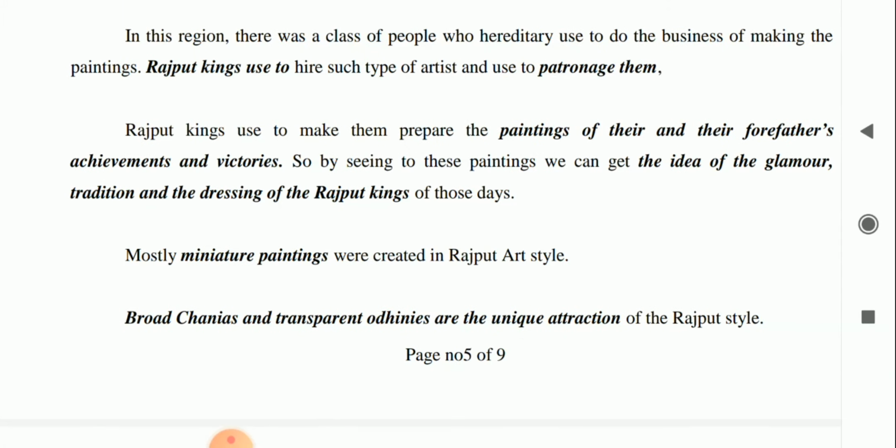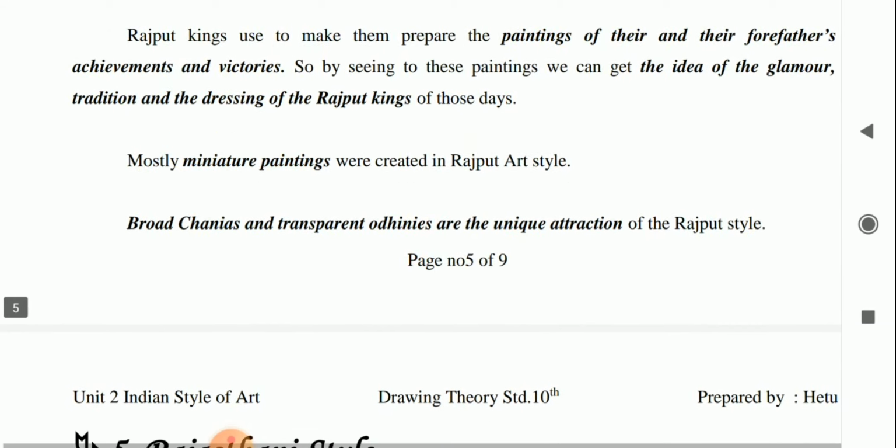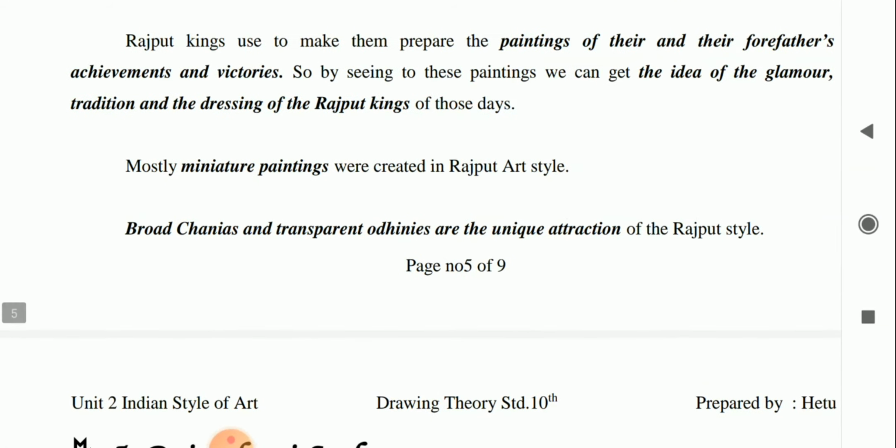Rajput kings used to make them prepare the paintings of their and their forefathers' achievements and victories. So, by seeing these paintings, we get the idea of the glamour, tradition, and the dressing of Rajput kings of those days. Mostly, miniature paintings were created in Rajput style. Now we see about the unique attraction or the characteristics of Rajput style of arts painting. Broad chania and transparent odni are the unique attraction of the paintings of Rajput style of art.